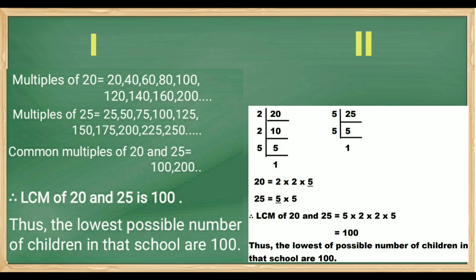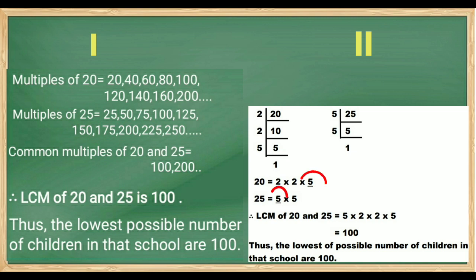Now to calculate the LCM of 20 and 25, we need to multiply the common factors between 20 and 25 with the uncommon factors. Now here the common number found between the factors of 20 as well as 25 is 5. And the remaining 2, 2 and 5 are uncommon factors between 20 and 25. So now we'll multiply all these numbers together.